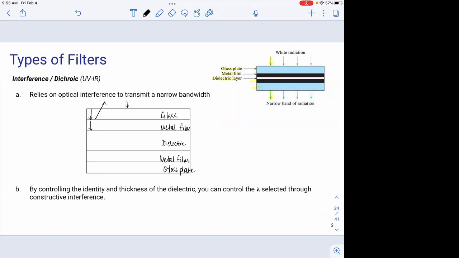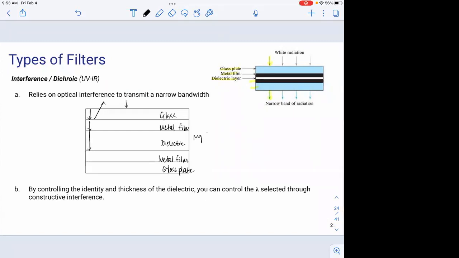If the light goes through the first metallic layer, let me back up. It bounces off the inside of the next metal film. Okay, goes through the dielectric, which is usually MgF2, occasionally calcium. Okay.